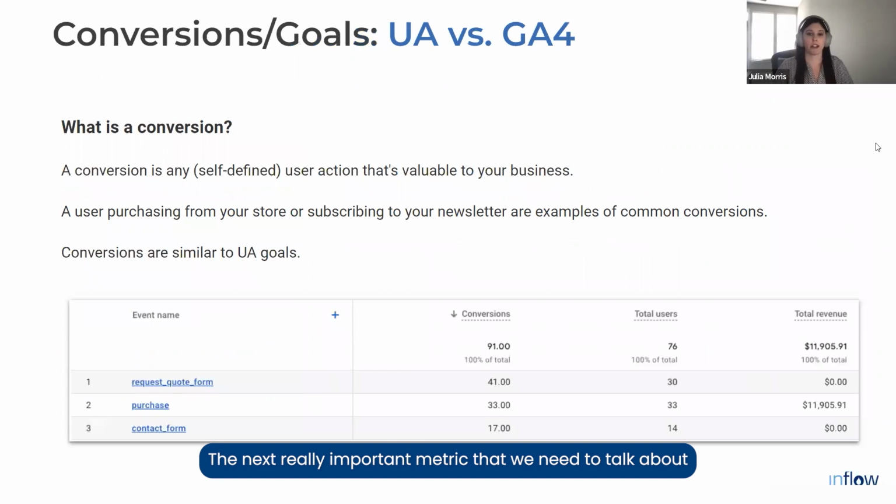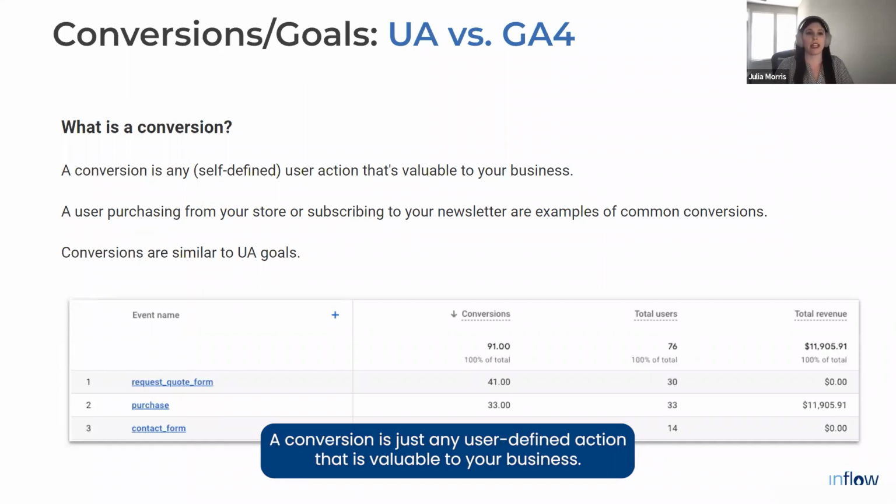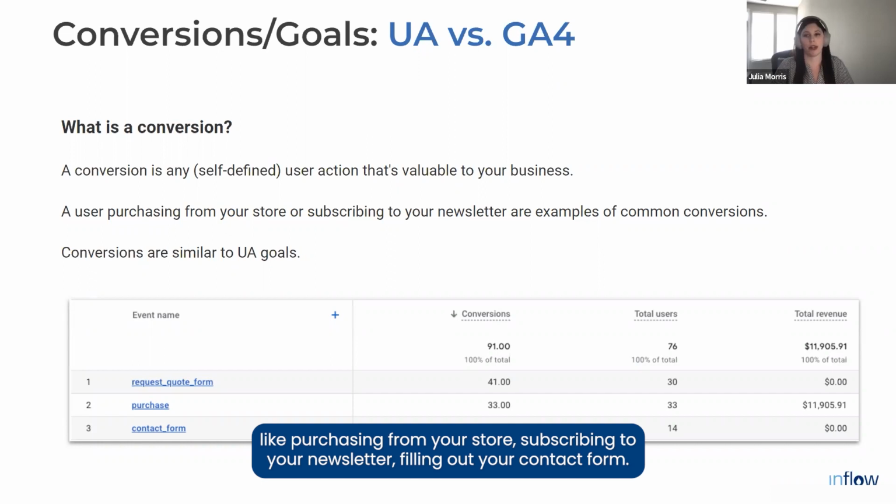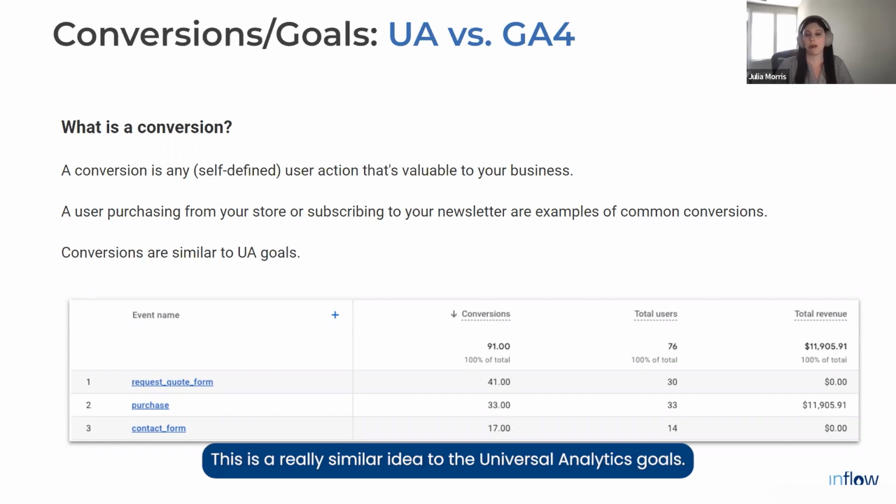The next really important metric that we need to talk about is conversions and how they compare to UA goals. A conversion is just any user-defined action that is valuable to your business. Some really common examples of this are going to be items that make you money, like purchasing from your store, subscribing to your newsletter, filling out your contact form. This is a really similar idea to the Universal Analytics goals. However, they're not going to line up one-to-one.